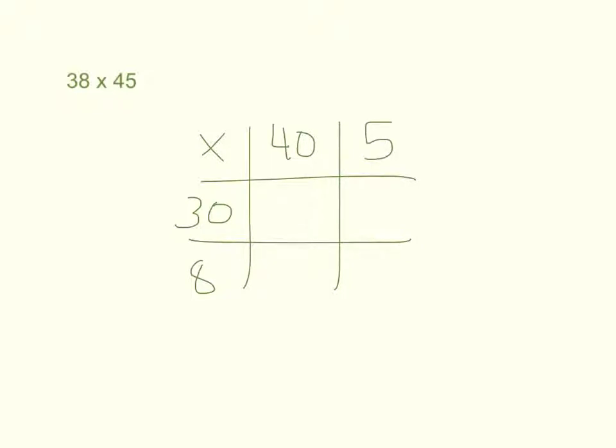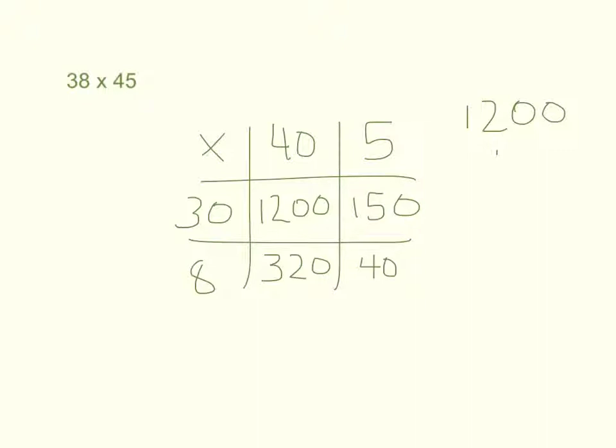30 times 40, well 3 times 4 is 12, so 30 times 40 is going to be 1200. 30 times 5 is 150. 8 times 40 is 320. 8 times 5 is 40. Now all you have to do is add these numbers together. And the answer is 1,710.